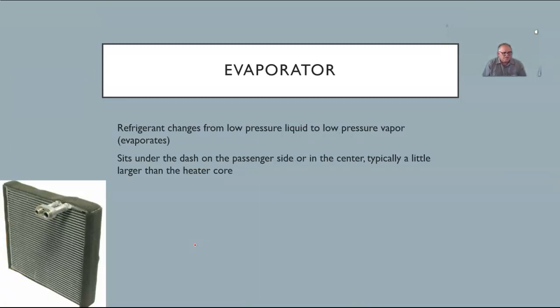Refrigerant going in, it's going to boil inside there. Remember, it's going to get very cold as it changes from a liquid into a vapor, and we're going to absorb the heat from out of the air that's going into the car. So this is going to be in that HVAC box under the dash, typically on the passenger side.